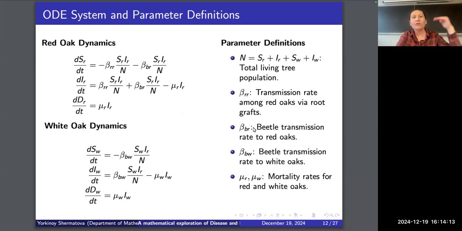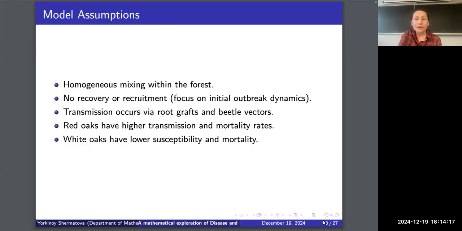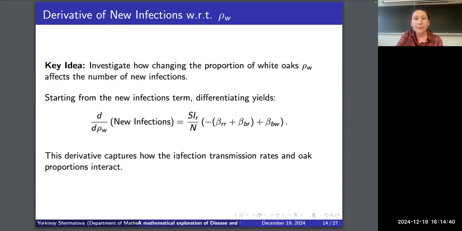So we're looking at the red oak, white oak dynamics, mortality rates. What are the model assumptions? Simplified homogeneous mixing within the forest. We're saying, well, let's not look at recovery and recruitment since it takes so long for these trees, and maybe we're just looking at a 10-year span or something. And we know that red oaks have higher transmission and mortality rates, whereas the white oaks have lower susceptibility and mortality. And we're actually not relying on any parameter estimations.